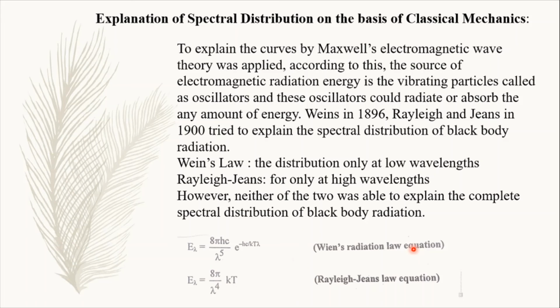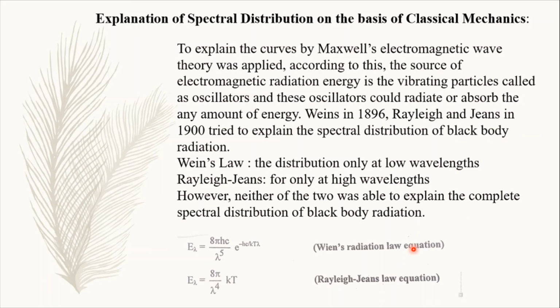Next is the explanation of spectral distribution on the basis of classical mechanics. What does classical mechanics tell us about those peaks? To explain the curves, Maxwell's electromagnetic wave theory was applied. According to this, the source of electromagnetic radiation is the vibrating particle called an oscillator, and these oscillators could radiate or absorb any amount of energy.